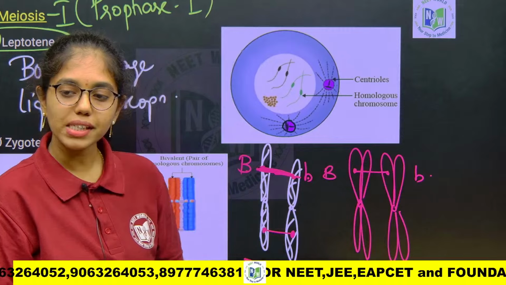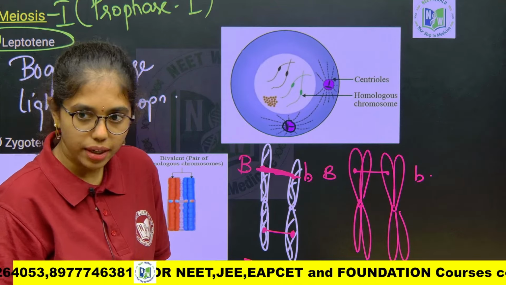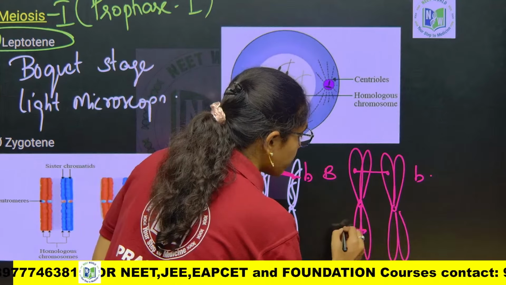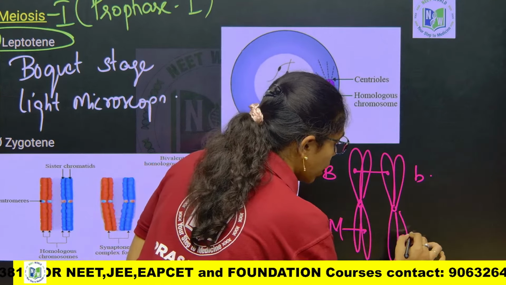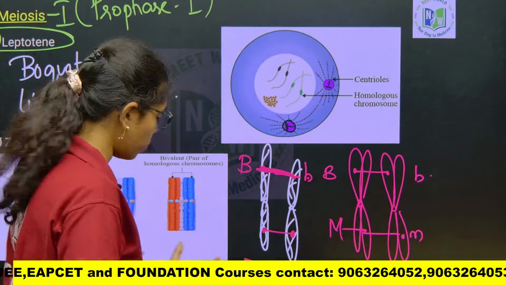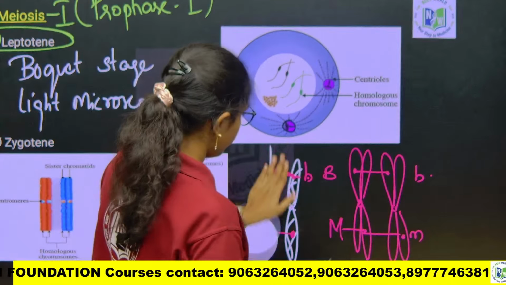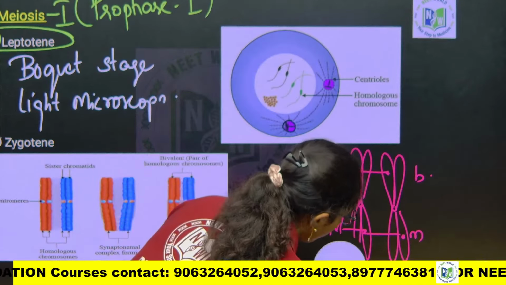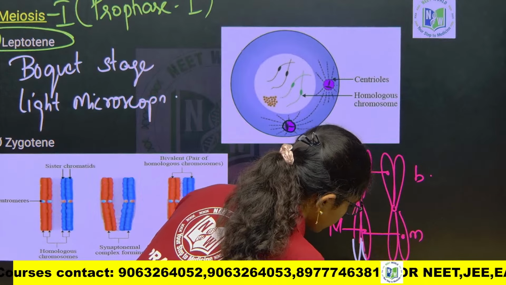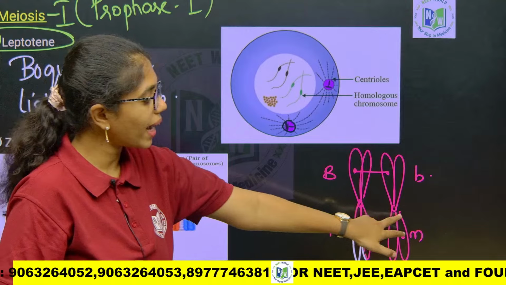Tell me some more features, like skin color. Skin color with maximum melanin pigment is dominant, right? So let us assume capital M and small m. Same location, right? So these two are homologous chromosomes. So, formation of homologous chromosomes. Here you can see a bivalent.